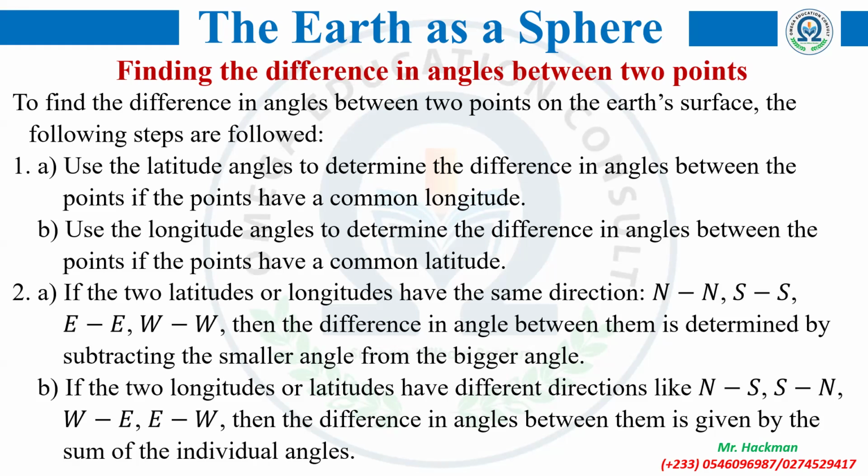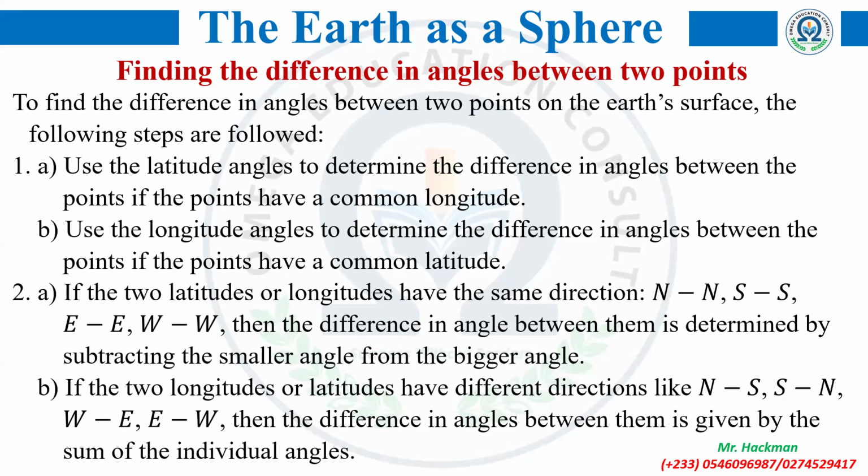However, if the two longitudes or latitudes that you are using to determine your difference in angle are in opposite directions, meaning if one is north and one is south, so in this case I'm talking about latitude. If one is north, one is south, okay, if I'm talking about longitude, then one will be east, one will be west. If you have this situation, this is how we find our difference in angle. We are supposed to add.